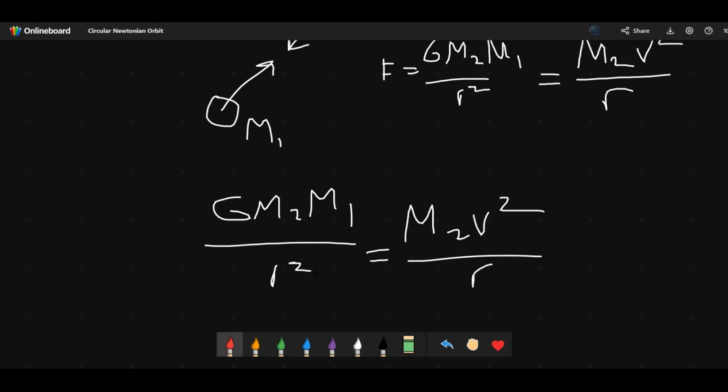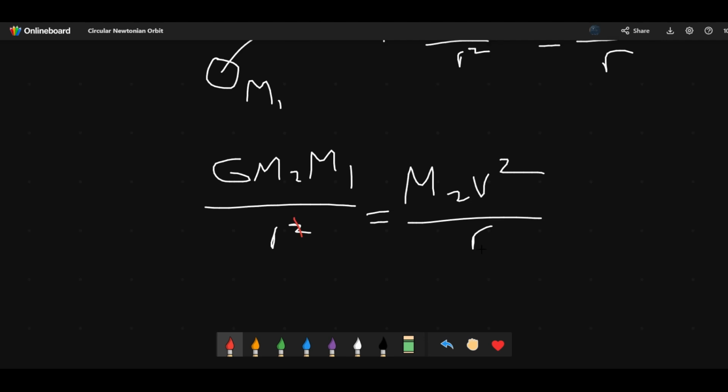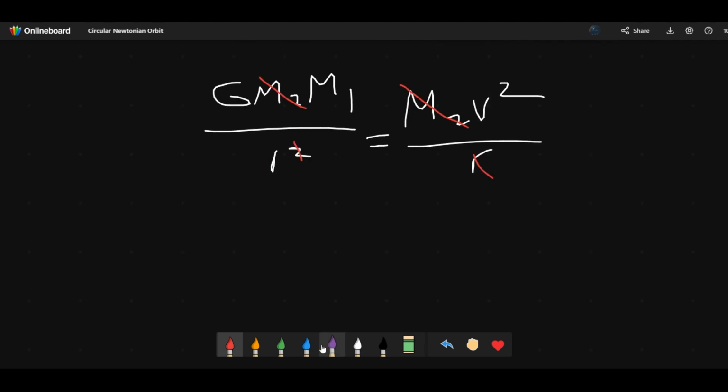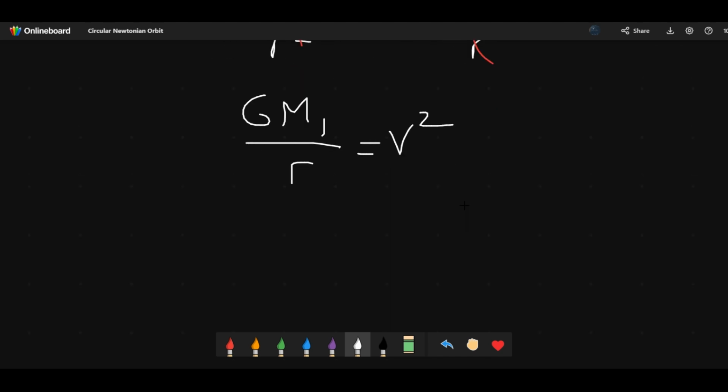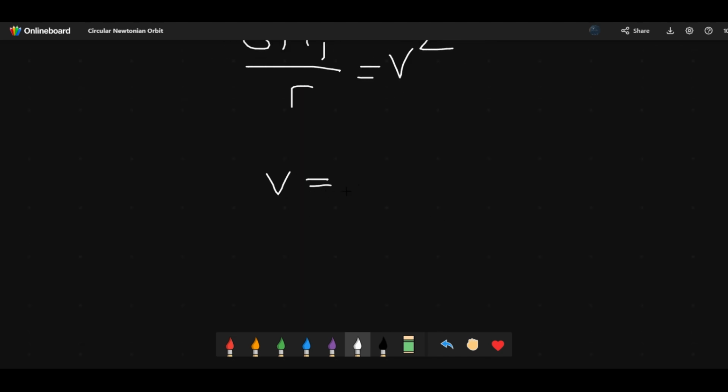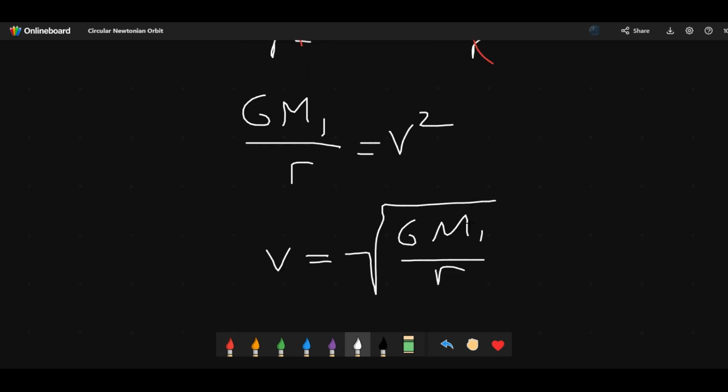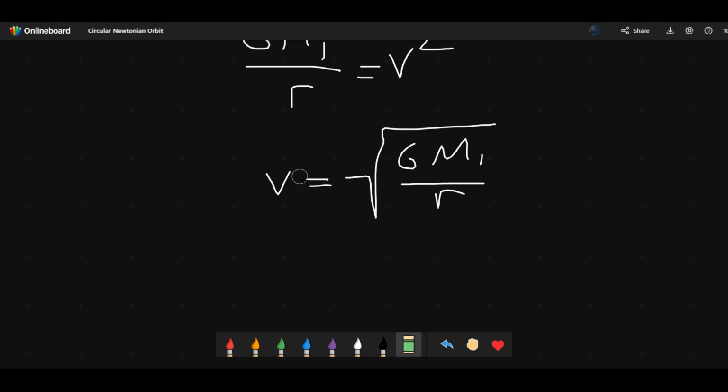We can cancel 1 over r on both sides and cancel the second mass from both sides. This gives us G m1 over r equals v squared. We can rearrange for v by taking the square root on both sides, and we're left with the square root of G m1 over r. Now, to be entirely accurate, this is actually the length of the velocity vector.